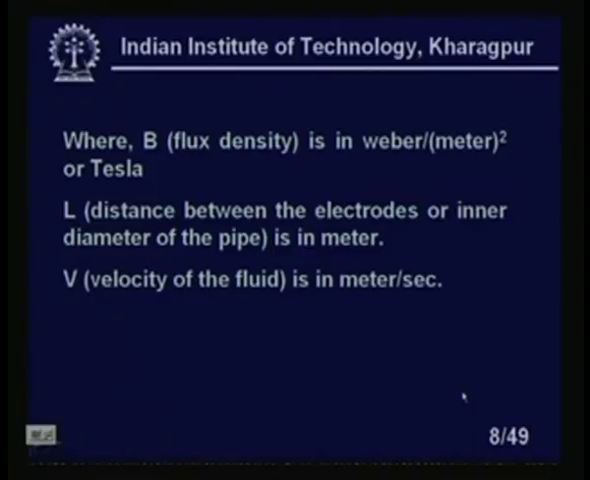And you can see here, if B and L remain constant for a particular liquid, obviously E will be directly proportional to the flow velocity. So if you now multiply that velocity with the inner area of cross section of the pipe, we will get the volumetric flow rate, is it not.